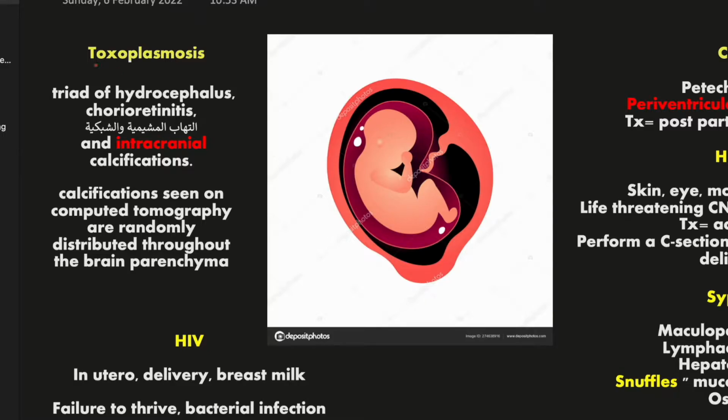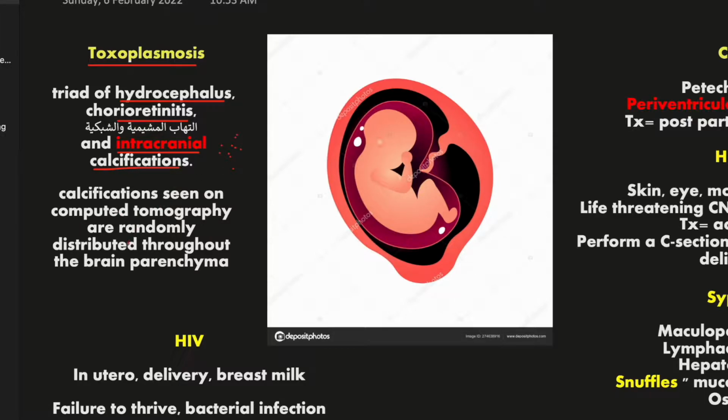So toxoplasmosis is a triad of hydrocephalus, chorioretinitis, plus, which is the most important information here, intracranial calcification in the fetus. Throughout the brain, you will have calcification, just like this.